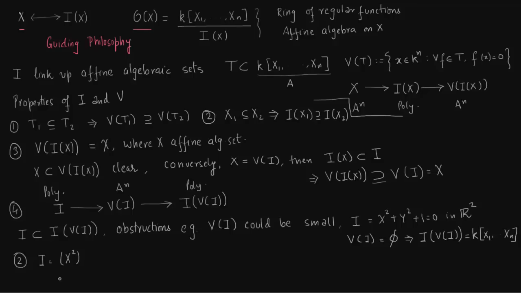Second, suppose the ideal is equal to x squared. Then what are the zeros of x squared? It is nothing but the y-axis. And then I of V of I is the ideal of the y-axis, which has to be generated by x equals 0. So you have this x, but it strictly contains x squared.